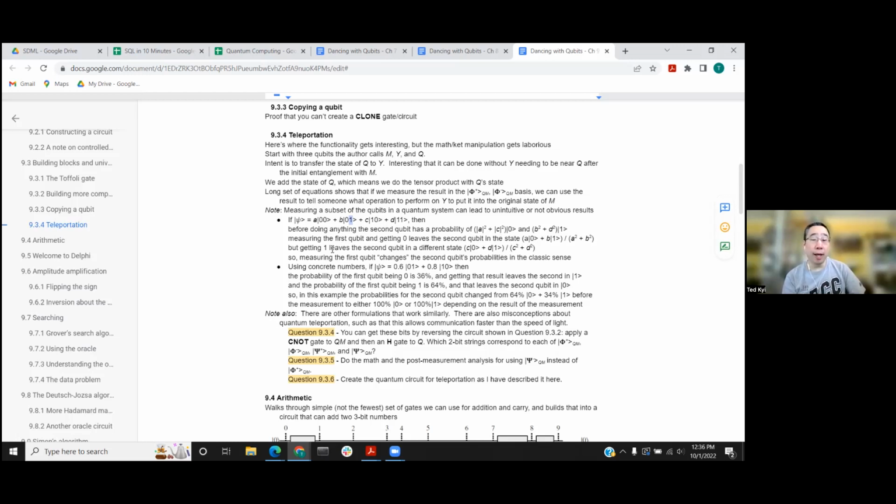If we get a 1 when we measure the first qubit, then it actually leaves the second qubit in a completely different state where its probability is C and D, and again, you have to normalize them so that their squares add up to 1. So measuring the first qubit changes the second qubit's probabilities in the classic sense. And not only that, but depending on what the measurement was, it changes it differently.